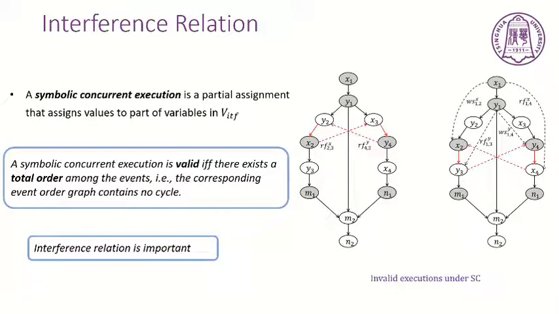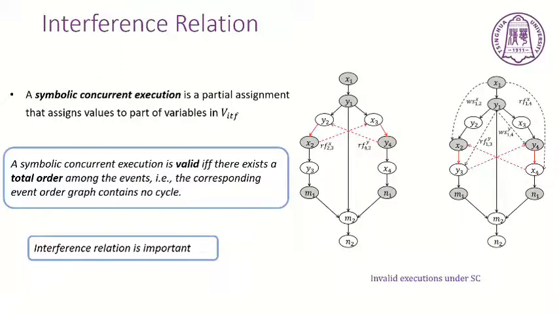And the interference relation is important. A symbolic concurrent execution is a partial assignment that assigns values to part of the interference variables. A symbolic concurrent execution is valid if and only if there exists a total order among the events. That is, the corresponding event order graph contains no cycle. Otherwise, the corresponding event order graph contains at least one cycle, so an event happens before itself, which is impossible in actual program execution.